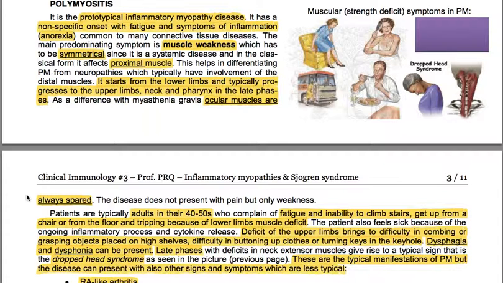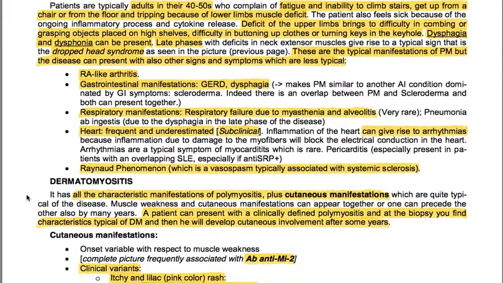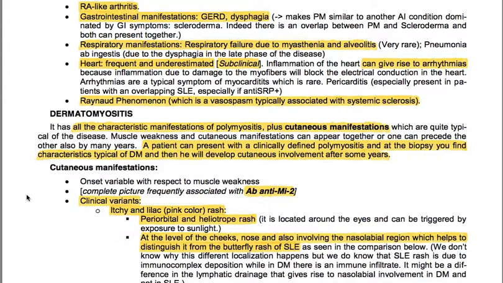These are the typical manifestations of polymyositis, but the disease can present with also other signs and symptoms which are less typical. Rheumatoid arthritis-like arthritis, gastrointestinal manifestations like GERD, dysphagia, which makes polymyositis similar to another autoimmune condition dominated by GI symptoms, which is scleroderma. Indeed, there is an overlap between polymyositis and scleroderma, and both can present together.